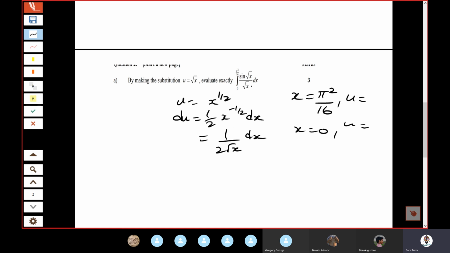All right, look, again, there's no 2 here. I've got an extra 2. I've got to get rid of that 2. I multiply it over. dx on root x becomes 2 du. Done. I need to find the answer for when x equals 0. When x is 0, I get 0 to the power of a half, which still is 0. And when x is pi squared on 16, square root that gets me pi on 4.